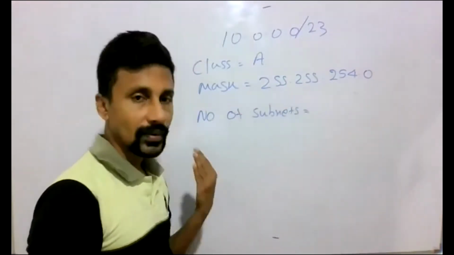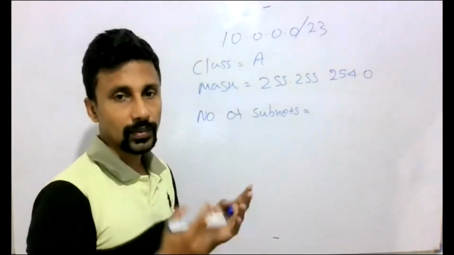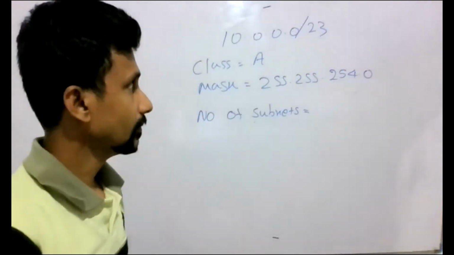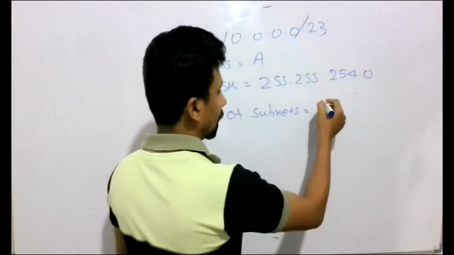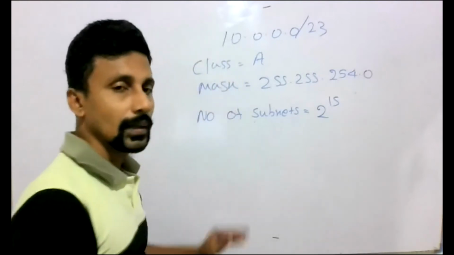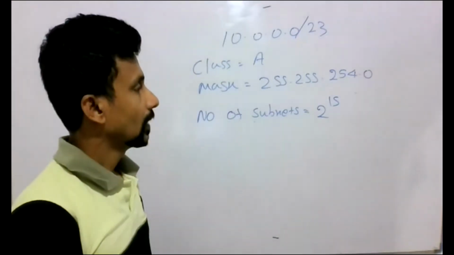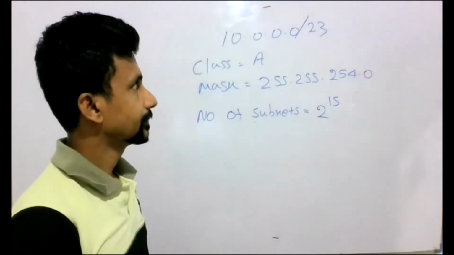So how many bits you have taken from the host? Altogether 23. එහෙනම් 23 අටක් ගියාම 15. So 2 to the power 15. ලොකු ගණන් නිසා අපිට මේ විදිහට තියන්න පුළුවන් 2 to the power 15. Number of subnets.